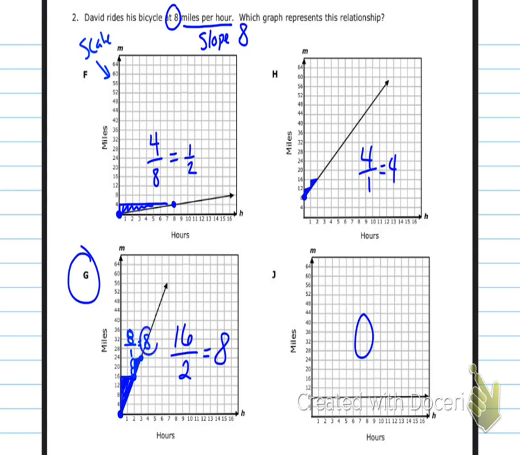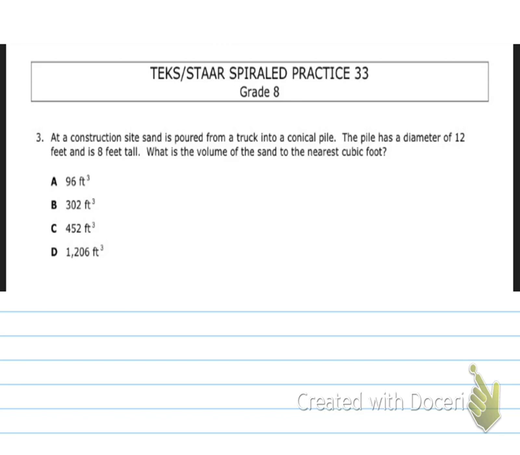Okay. Either way, these are the same answer, but one had to be simplified, one didn't. It's still going to be G. All right, last one. So in this case, you're looking for the key word. You got several, actually. The most obvious is going to be volume. I also want to put emphasis on cubic feet, and then conical.